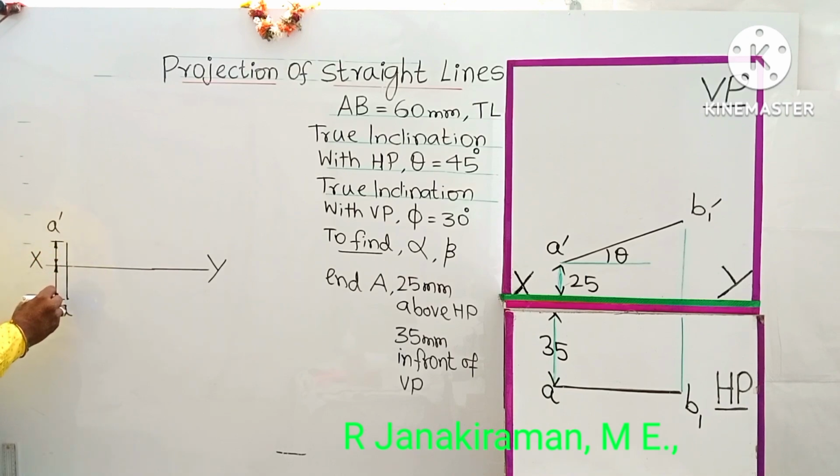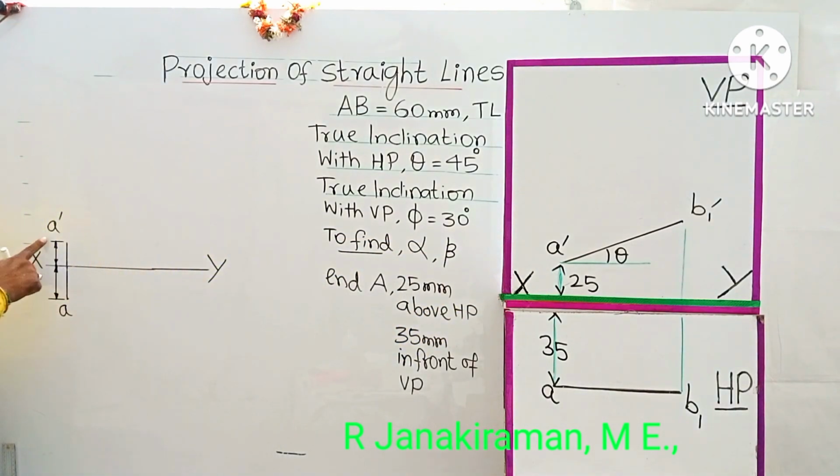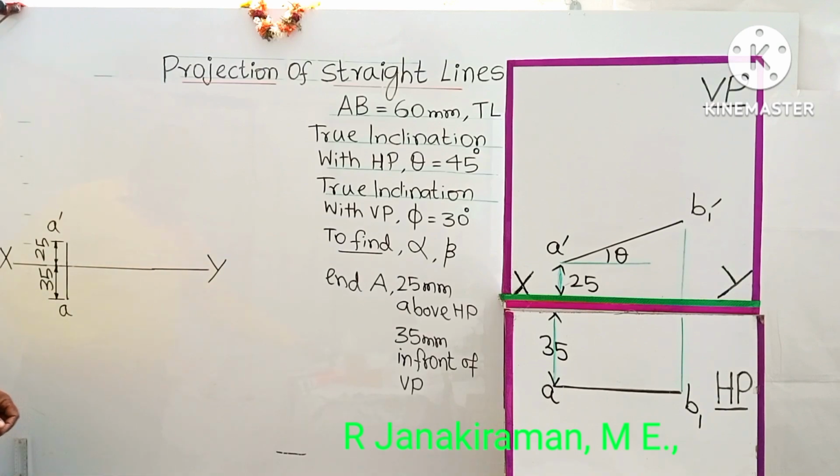Distance above HP will always come above the XY line. 25 mm comes above the XY line. This is 25. And this distance in front of VP will come below the XY line. I have explained this in the introduction video that you have to go through. In front distance will always come below the XY line, and this is a reference X. So this is where A dash and A are located.